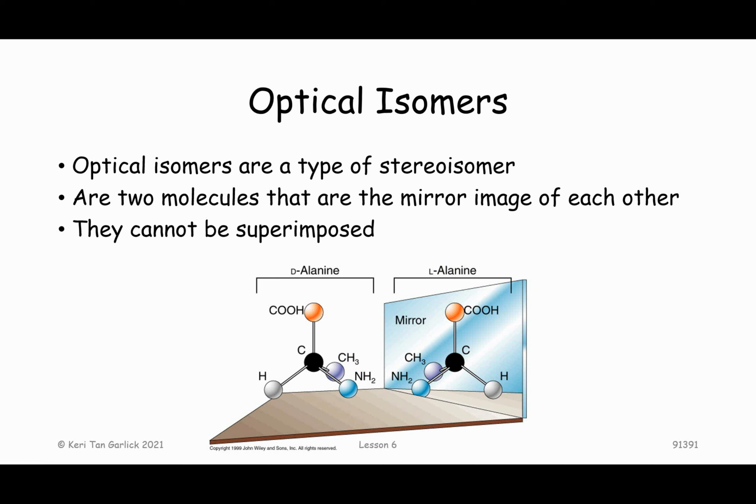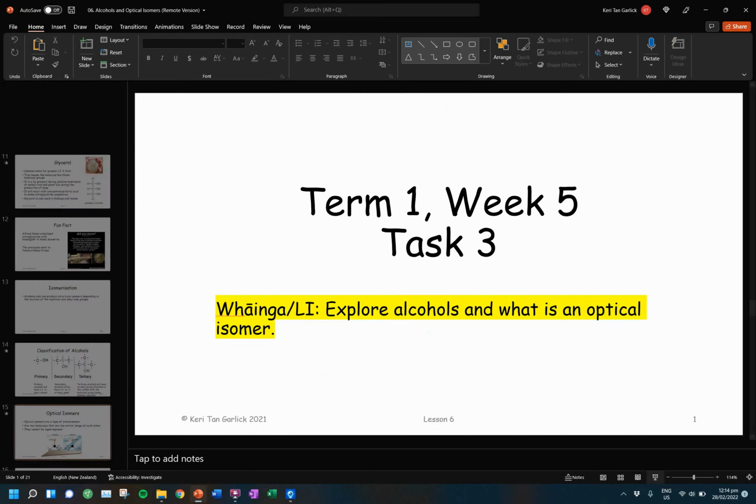These cannot be superimposed. So regardless of how I rotate these molecules around, there is no way I'm going to get the exact same molecule. So let me show you this on the document camera. I've built some so you can see it.